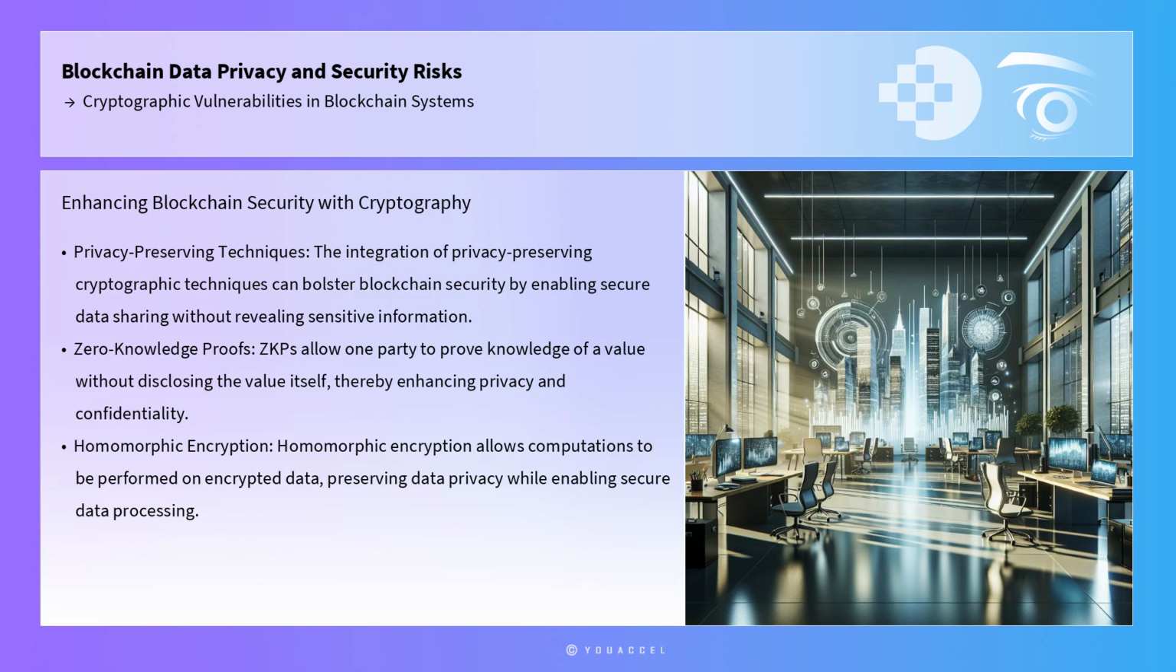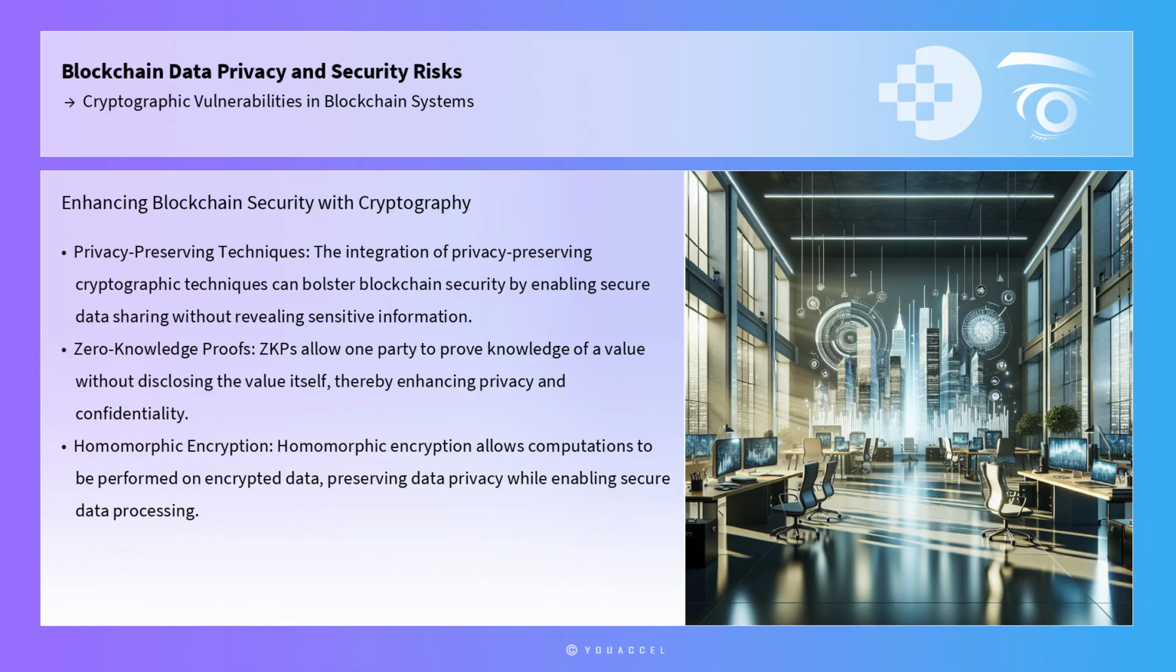The integration of privacy-preserving cryptographic techniques, such as zero-knowledge proofs and homomorphic encryption, can further bolster blockchain security by enabling secure data sharing without revealing sensitive information. ZKPs allow one party to prove knowledge of a value without disclosing the value itself, thereby enhancing privacy and confidentiality. Projects like Zcash have successfully implemented ZKPs to provide anonymous transactions on a public blockchain, demonstrating the practical application of these techniques.